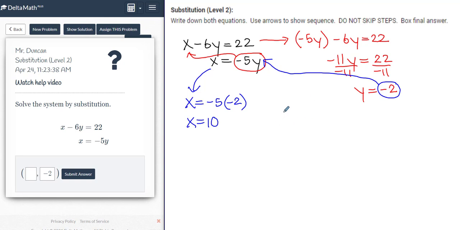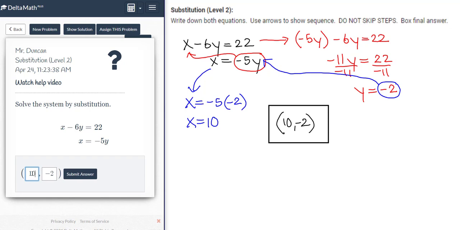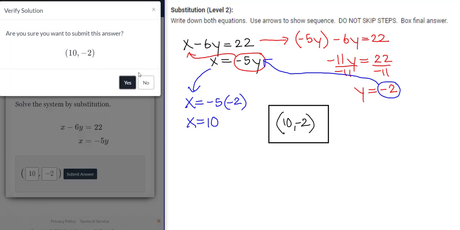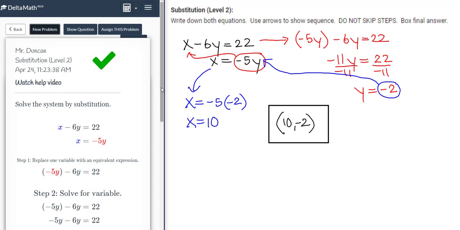So our final answer is going to be expressed as an ordered pair. My x value is 10, comma, negative 2. And let's go ahead and box our final answer, and then let's get some feedback and see how we did. So 10 comma negative 2, and we are good to go.